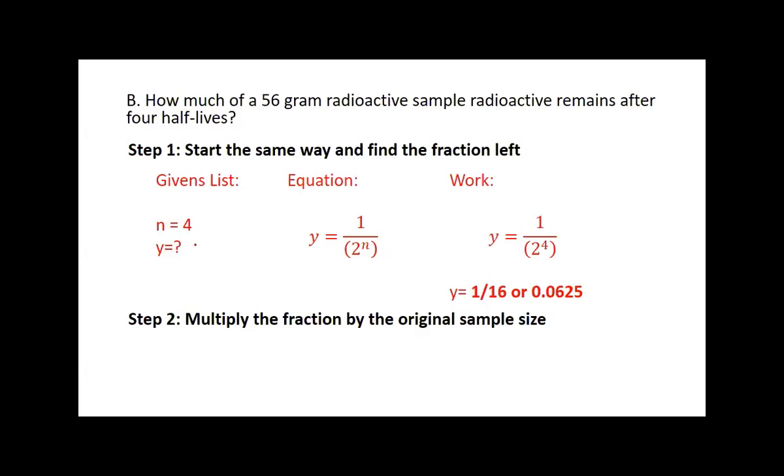Okay, this one is just kind of a follow-on question because this one actually gave you how many grams of the sample you had in the first place. So if we know from the last time, after 4 half-lives, you have 0.0625, that amount remains. All you have to do is take that number and multiply it by the 56. Go ahead and do that and figure out how many grams of sample would remain after the 4 half-lives.